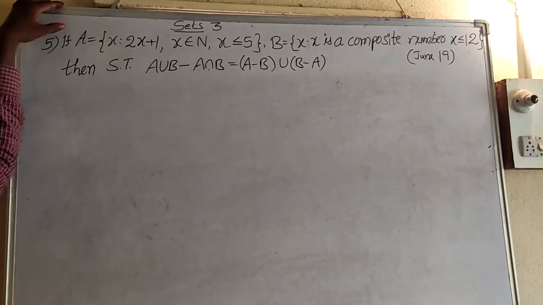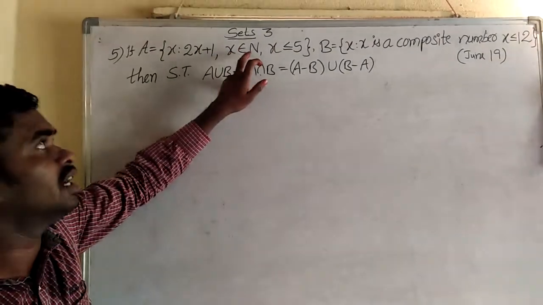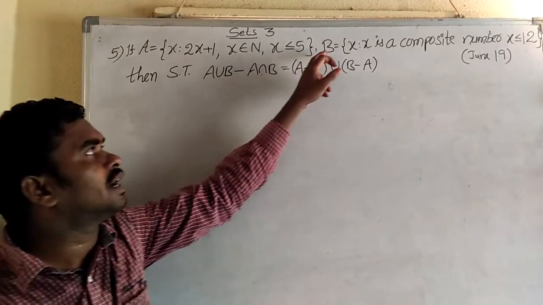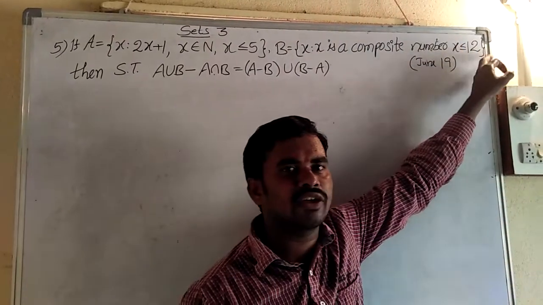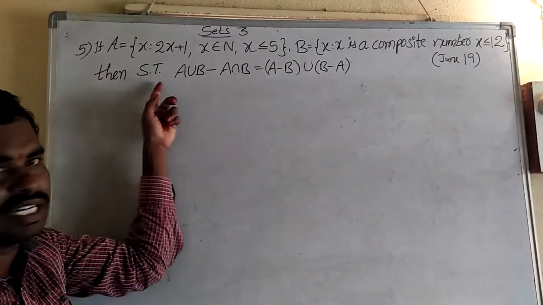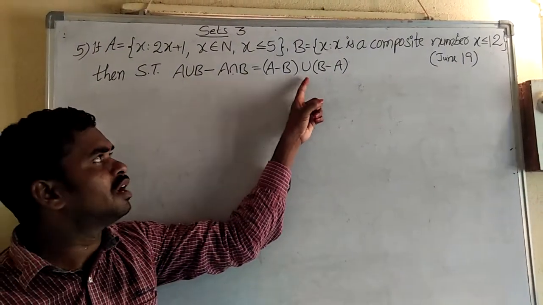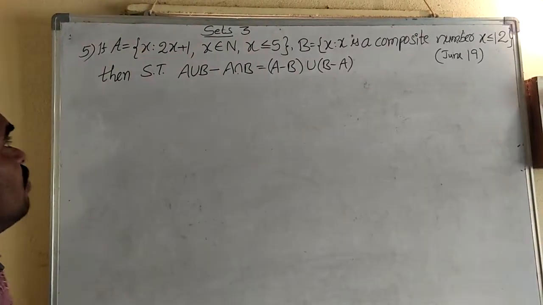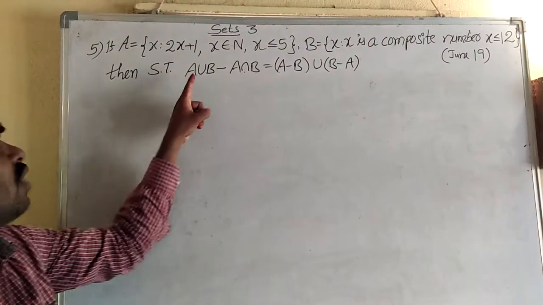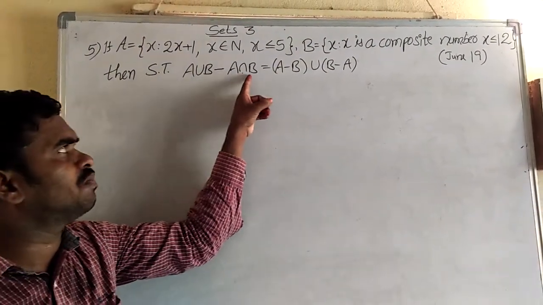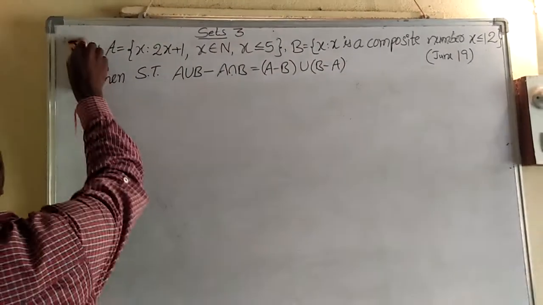Third day. The question is: if A equals {x such that 2x plus 1, x belongs to N, x less than or equal to 5} and set B equals {x such that x is a composite number, x less than or equal to 12}, then show that (A union B) minus (A intersection B) is equal to (A minus B) union (B minus A). To solve this question, we have to simplify A and B first. Then we have to find A union B, A intersection B, A minus B, B minus A. Okay, so I'm going to write the given statements.